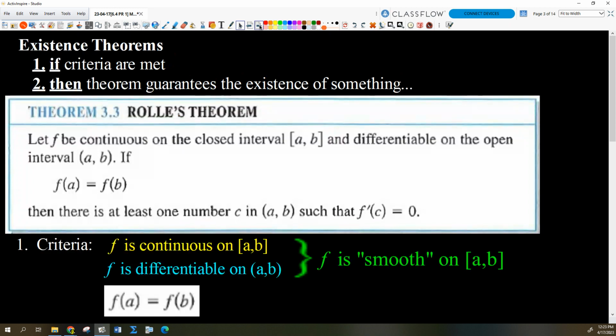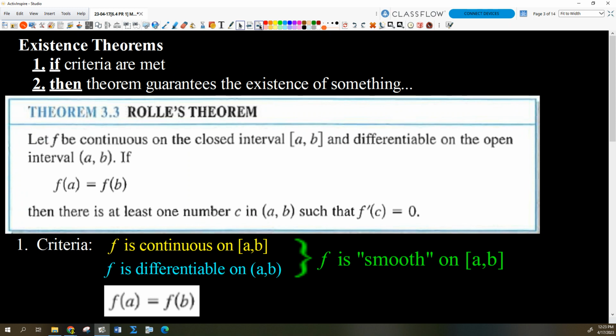We build it through an intermediary. We're going to talk about Rolle's theorem first. It's another existence theorem, and existence theorems all work the same. We have an if statement, so if certain criteria are met, then the theorem guarantees the existence of something that we can then look for. We know it's there and we can look for it.